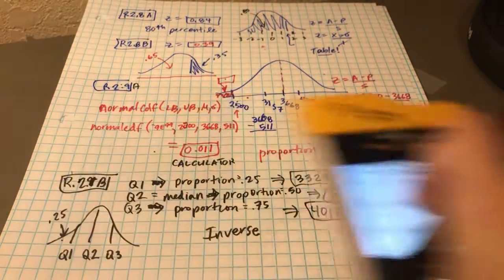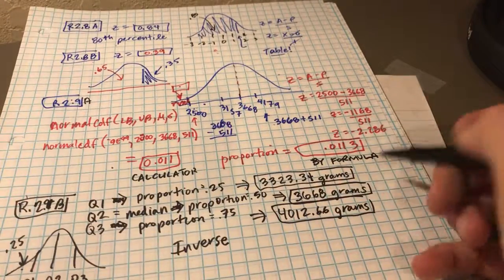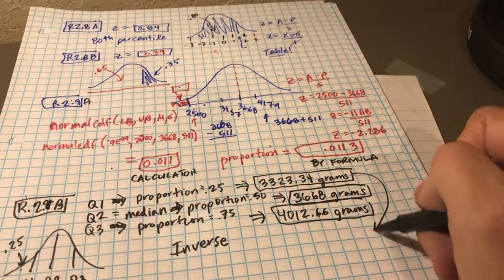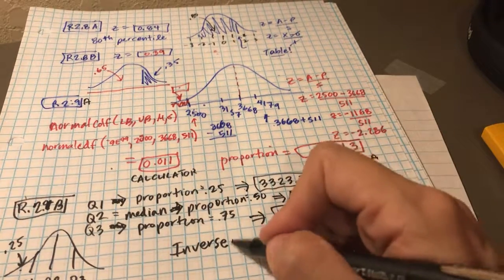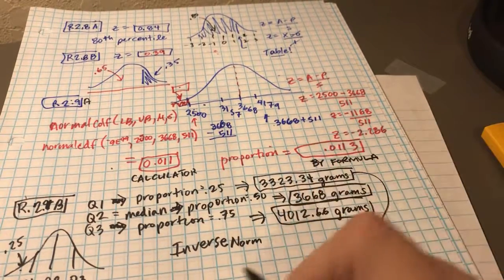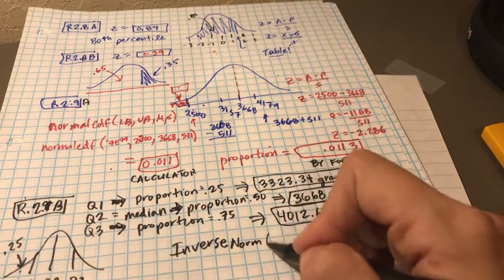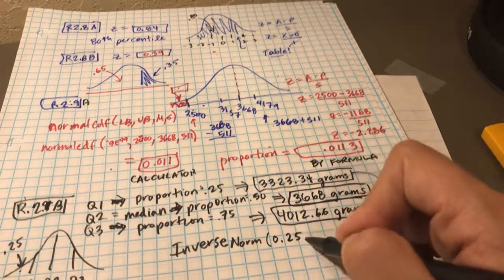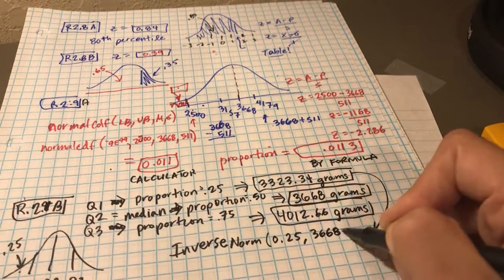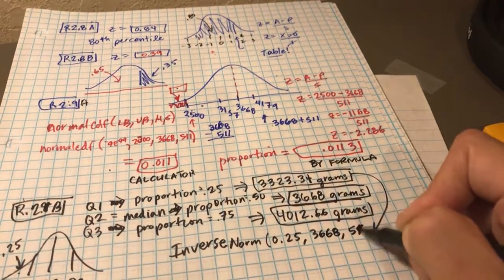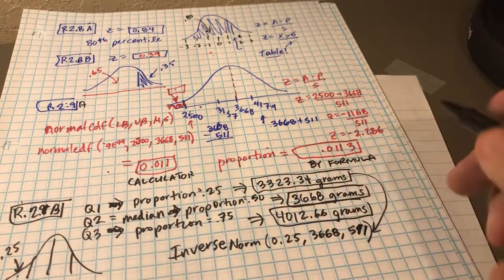Now, if I'm going to use a calculator, I have to show my work on my paper. If I don't, I get 0 credit. So I'm going to have to show my work here. I did inverse norm. You can also abbreviate this just INV norm like the calculator does. And we did 0.25, 3668, 511. And out popped that answer.